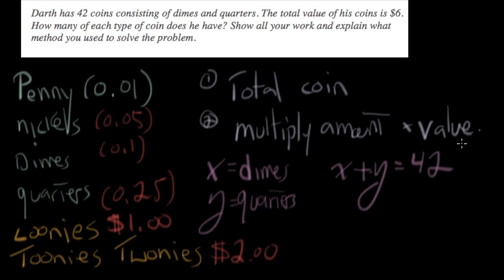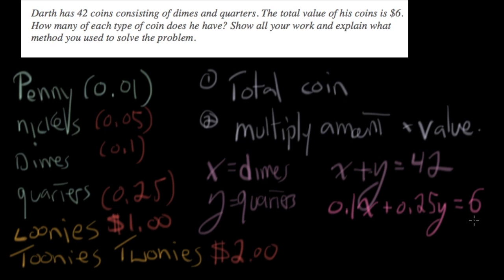The second equation is always the hard one. The second one is going to require you to multiply the amount times the value. The total value of the coins is $6. Now, you have no idea how many dimes there are, and you have no idea how many quarters there are. But you know they equal $6. So, if x is dimes, and dimes are 0.1, it would be 0.1x plus the quarters, 0.25y, and that's going to be equal to $6. So there you go. There are your 2 equations.